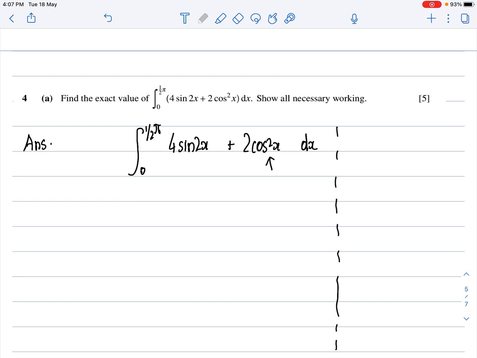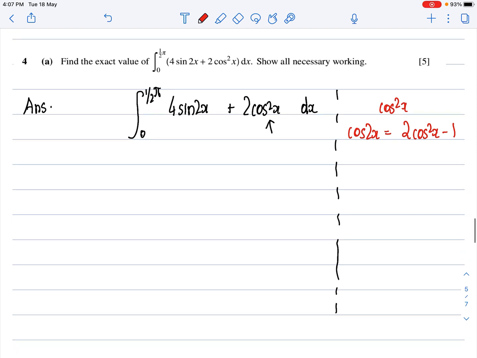This is really important, so I'll write it in red. This is basically the cos square x form. We'll convert this into an easier form so that it's easier to integrate. I know a trigo property that suggests cos 2x is equal to 2 cos square x minus 1. So I can write this as cos 2x plus 1 equals 2 cos square x. Got it? So now I can write cos square x basically as cos 2x plus 1 over 2.